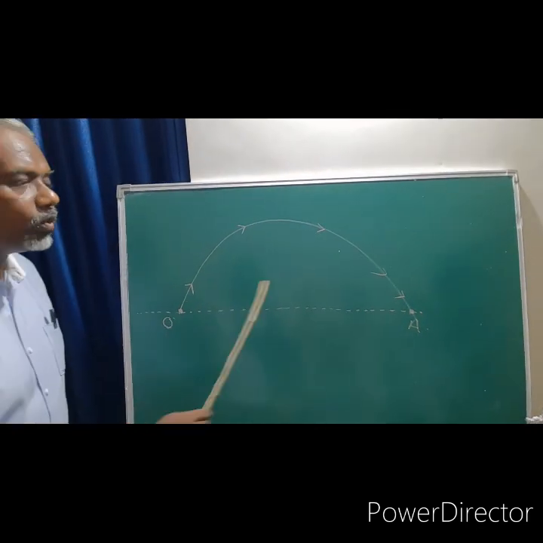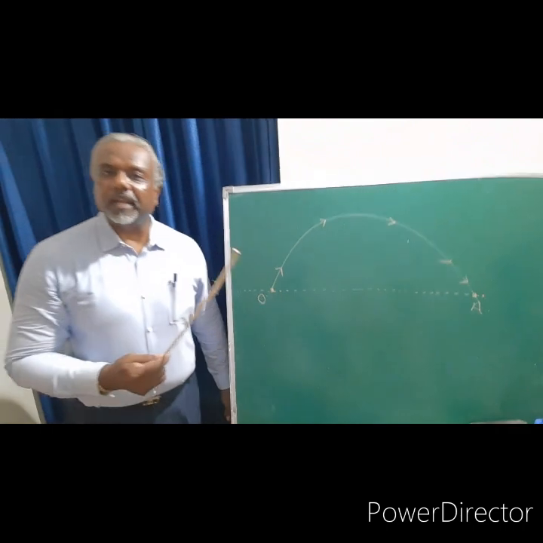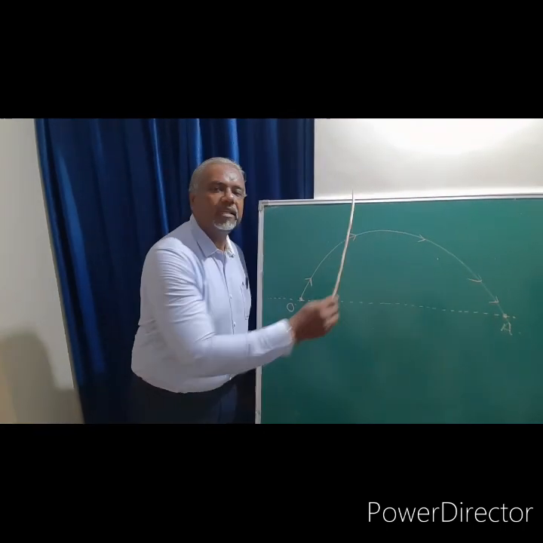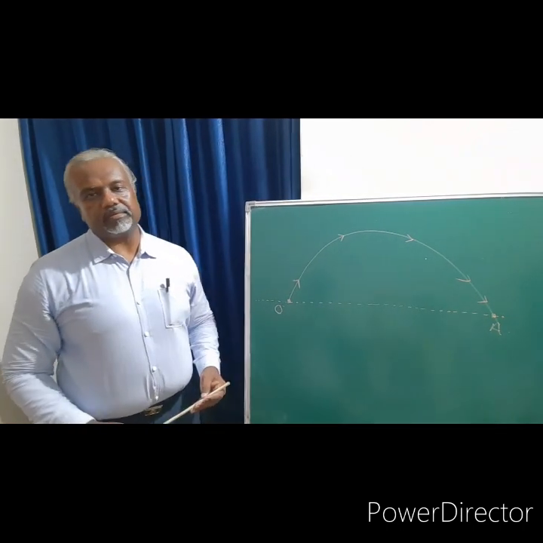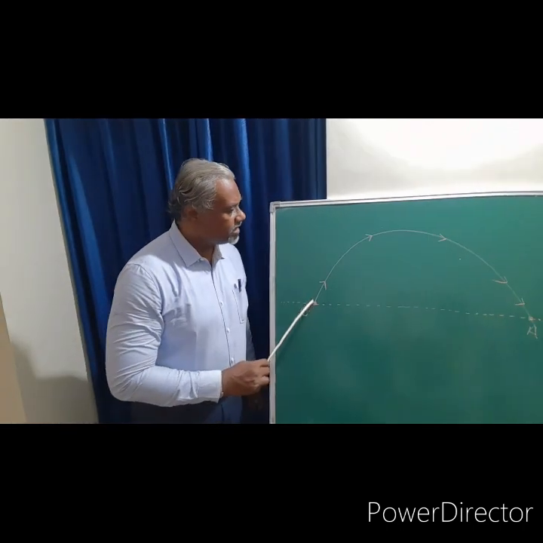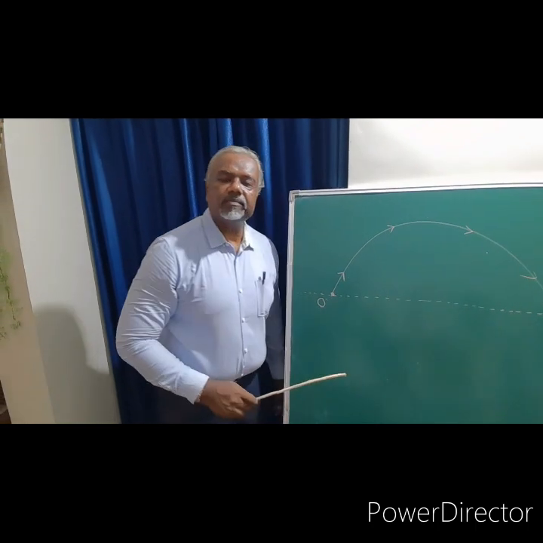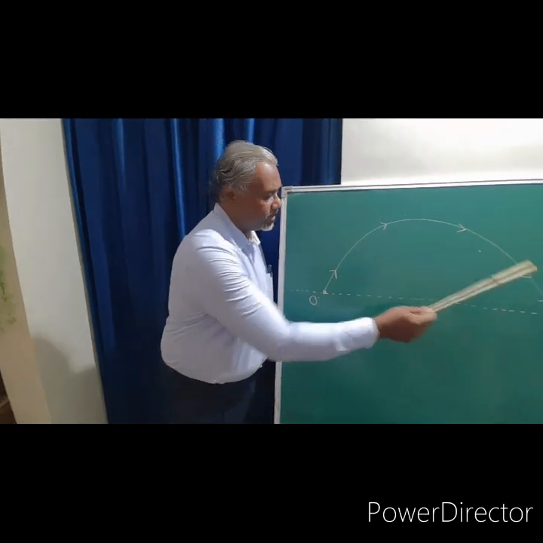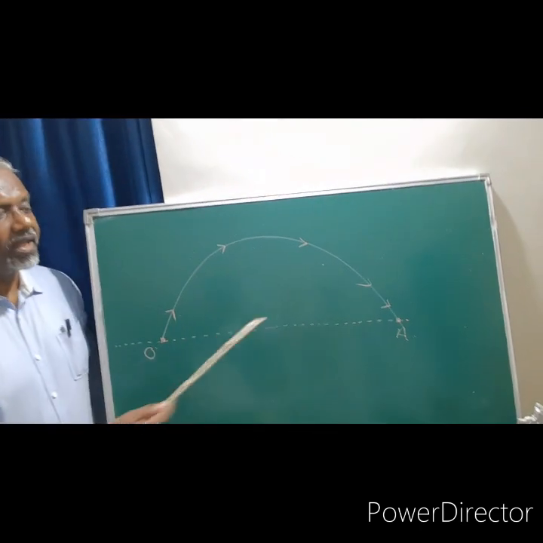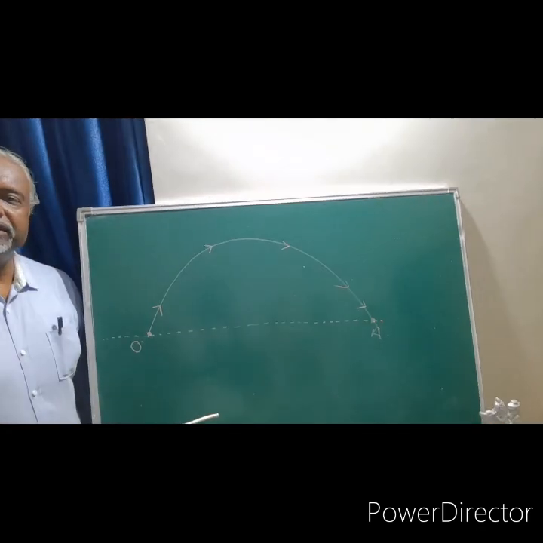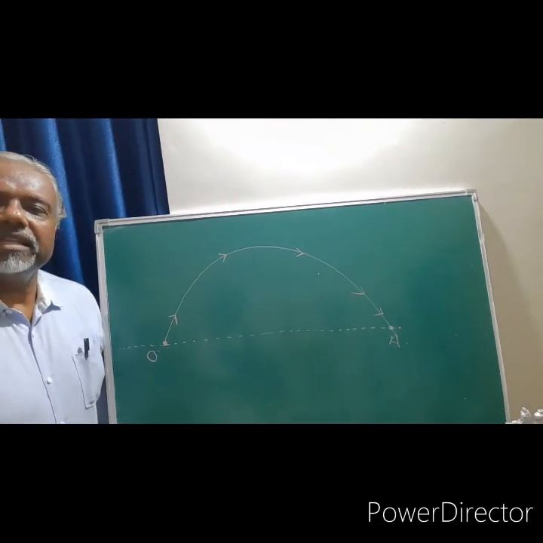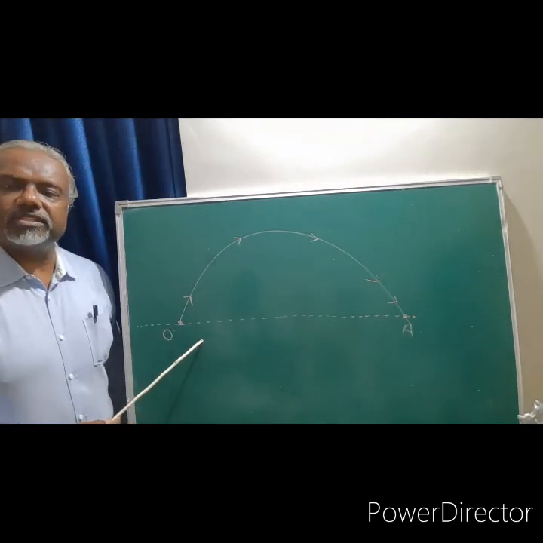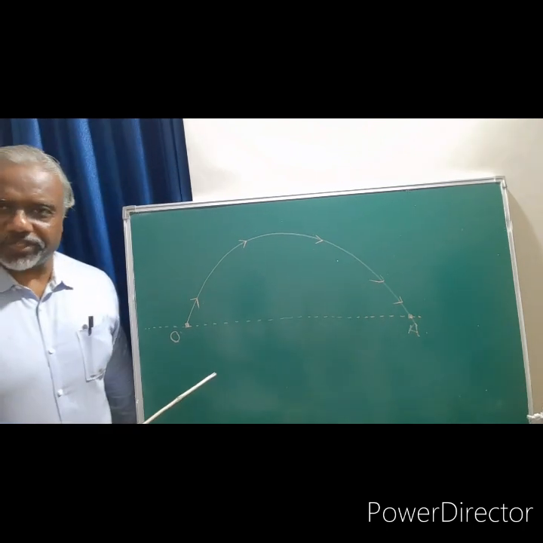So this distance OA is called the range of projectile, and the path followed by projectile is called trajectory. Trajectory means the path followed by projectile. And range means the distance between the point of projection and the point where the projectile strikes the same horizontal plane. OA, this distance is called range of projectile.